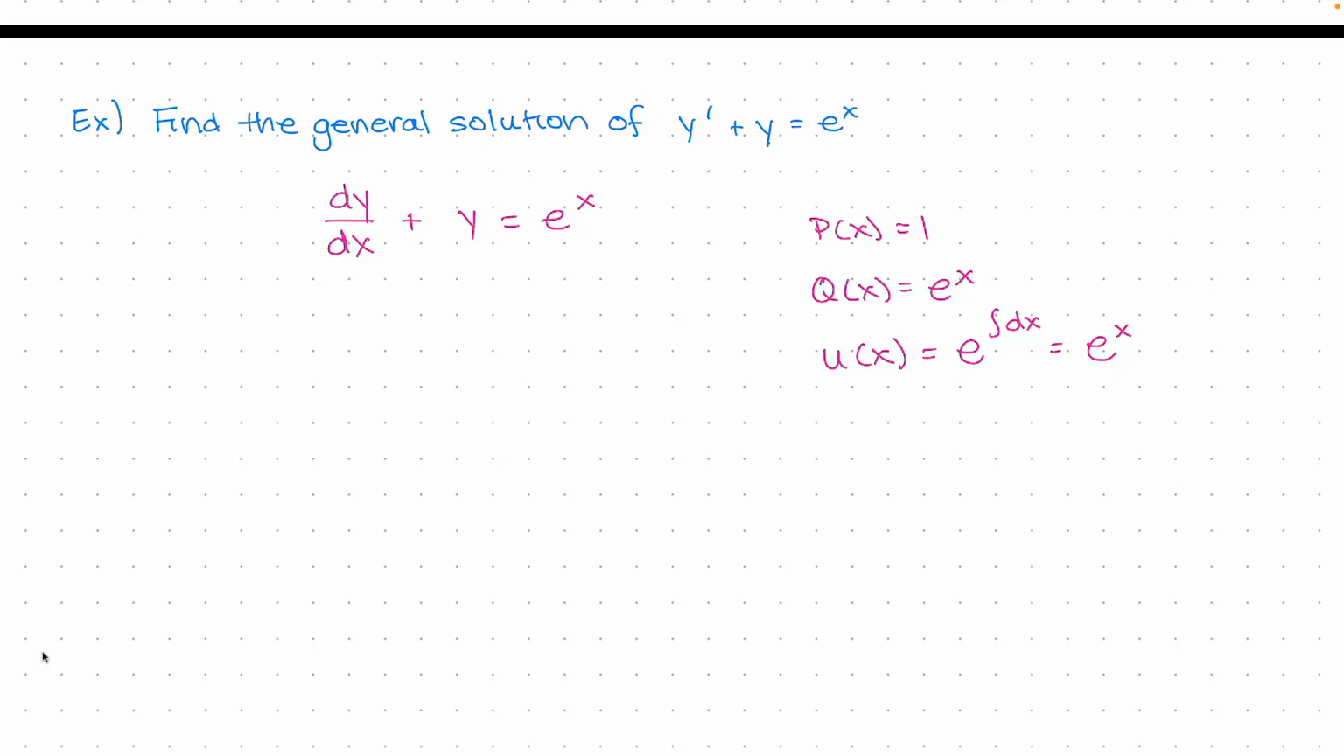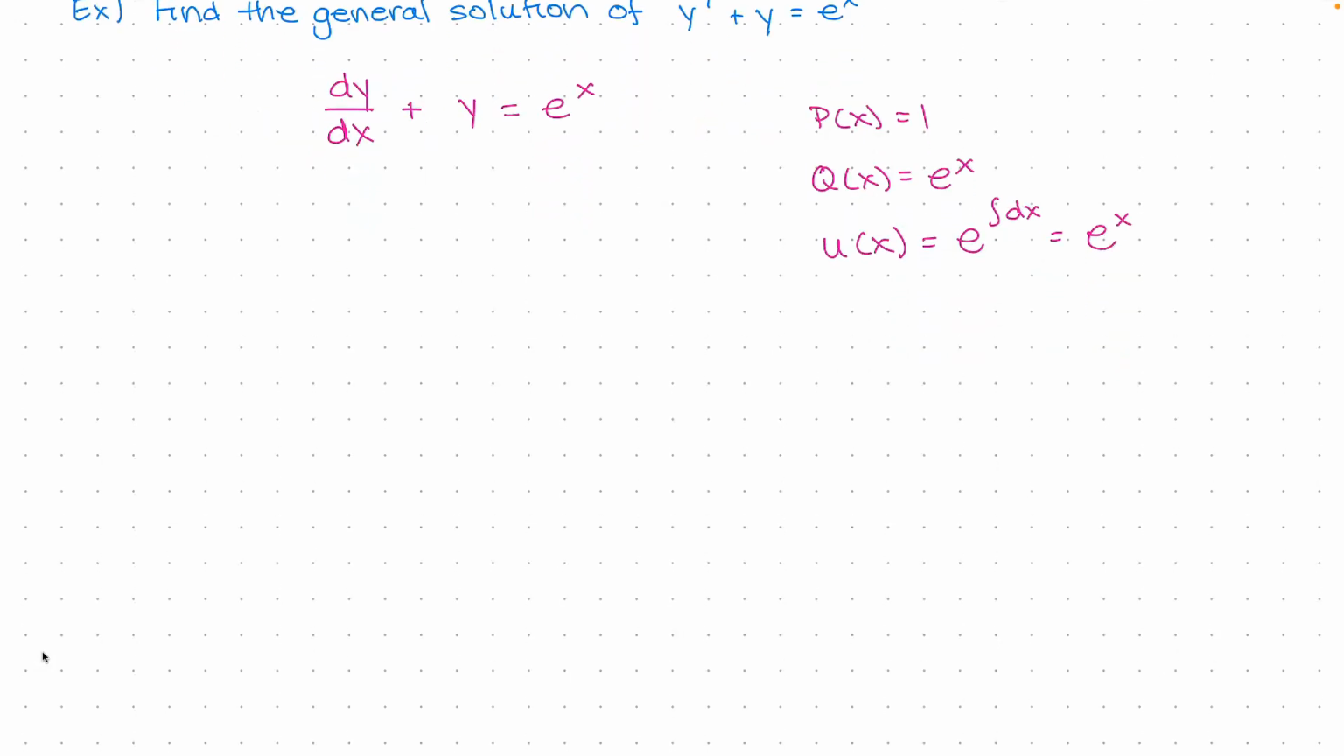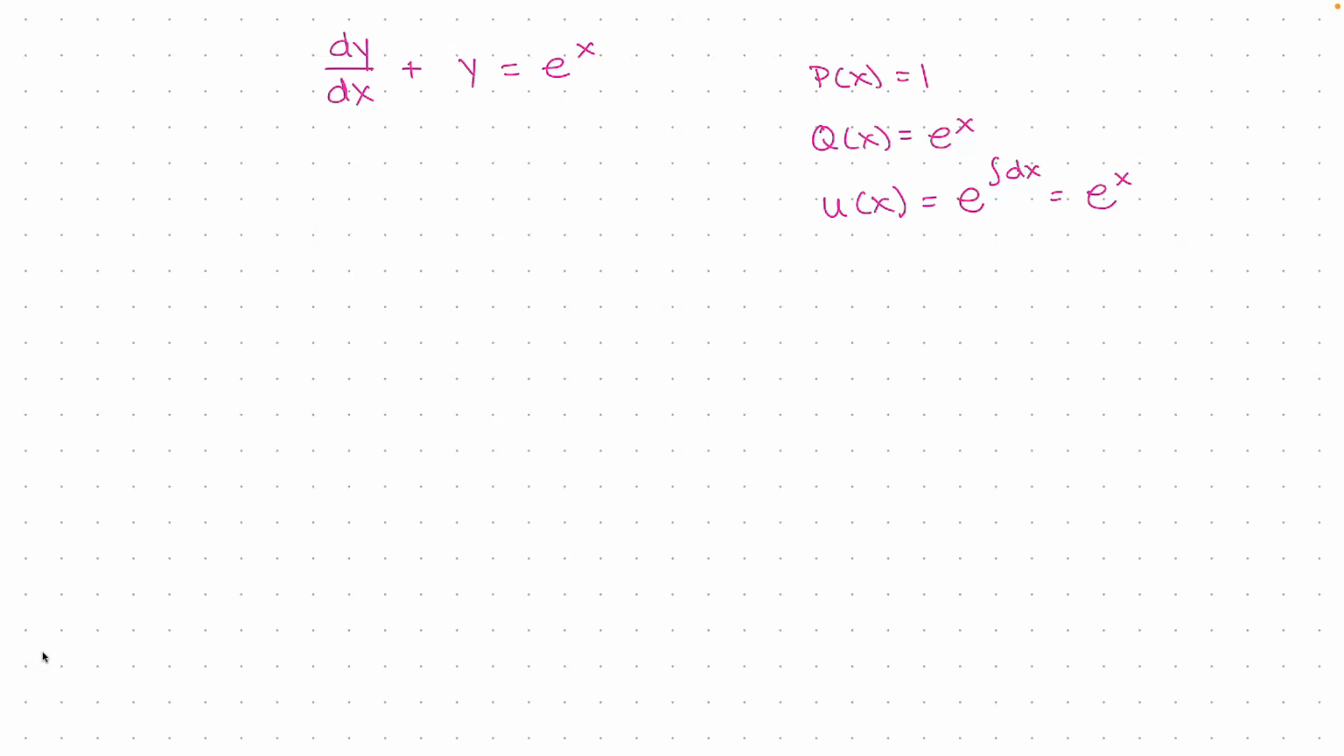All right, so now we plug into the formula. Whenever you're learning a new formula, it's always good practice when you're trying to memorize it, when you're working it out in problems, every single time, write out the original formula so you can plug in. The more you write it out, the easier it's going to be to remember. So let's write it out. So y equals 1 over u of x times the integral of q of x, u of x dx plus c. And then we'll just plug in.